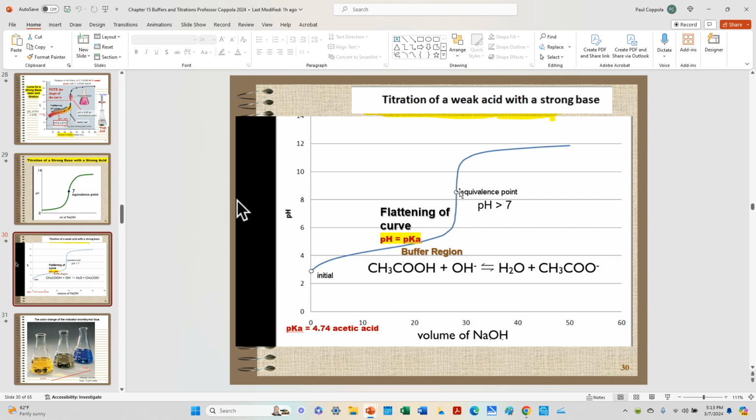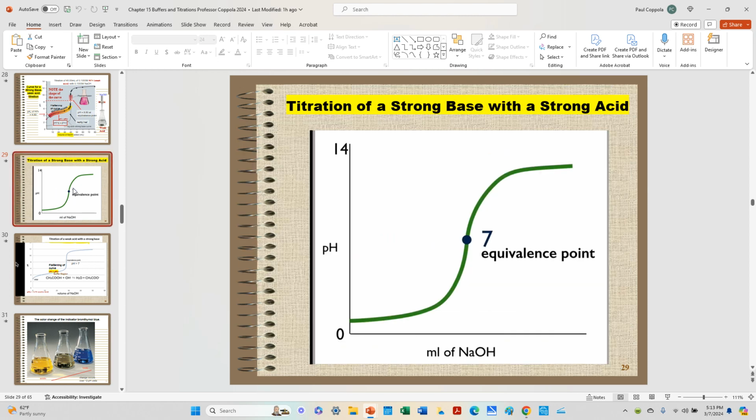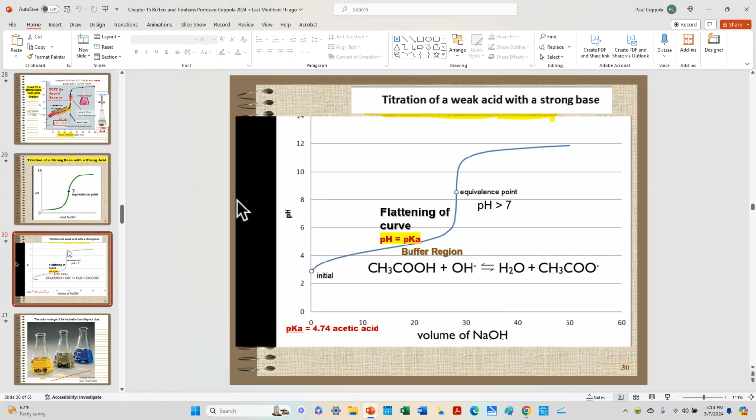And what is the pH at the equivalence? It's greater than 7. See that? So that tells you that it's a strong base with a weak acid. You should be able to recognize this and this and tell the difference, looking at those clues. All right, so that was 29 and 28.